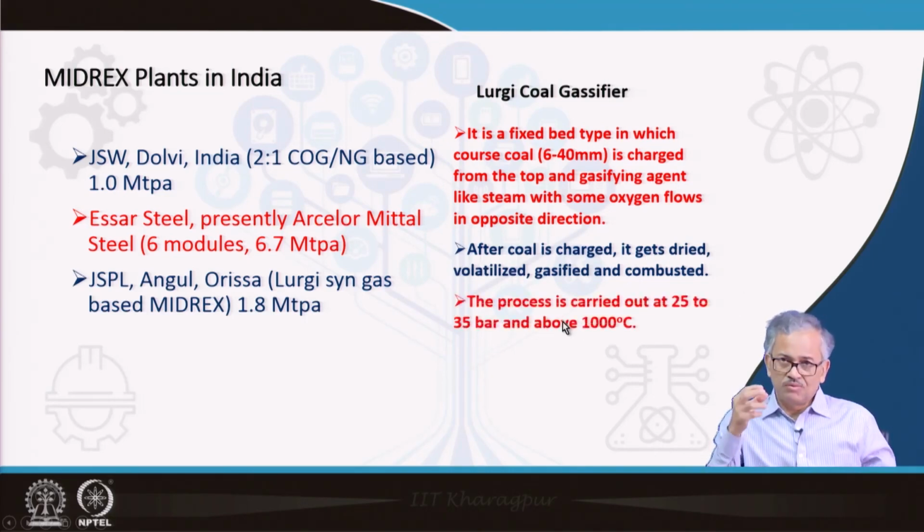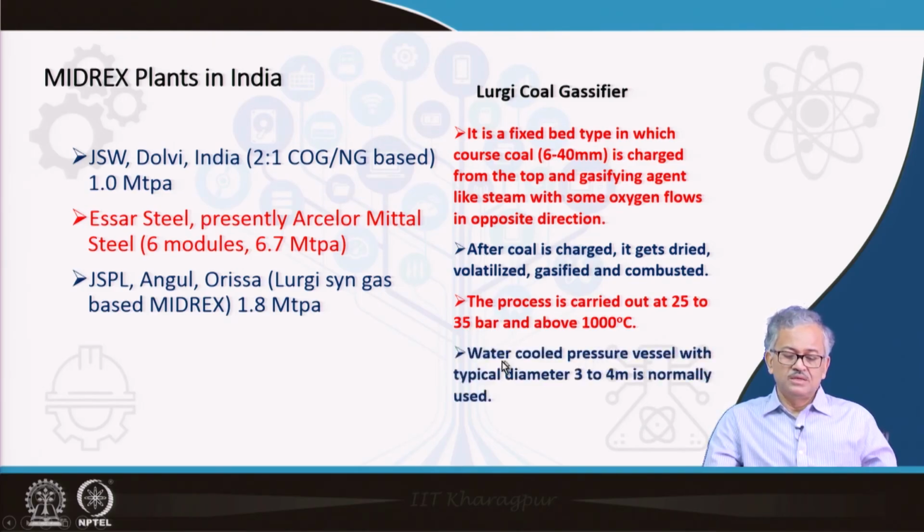So you can utilize the complete coal. After drying, the volatilization also gives some reducing gas, and then you gasify completely, and whatever char is left out is also burned. The process is carried out at 25 to 35 bar and above 1000 degrees centigrade, a very high pressure and high temperature process. A water cooled pressure vessel is used, typically of diameter 3 to 4 meter.